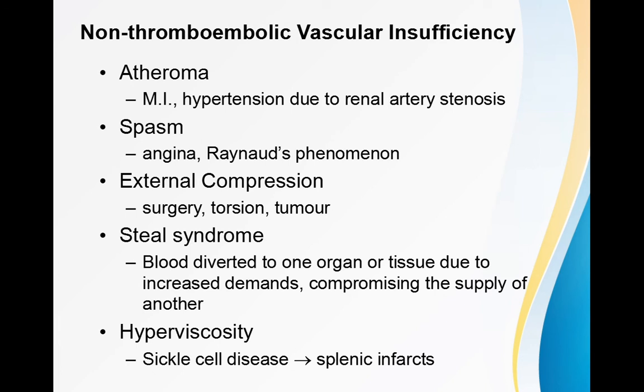Non-thromboembolic vascular insufficiency. Atheroma: MI, hypertension due to renal artery stenosis. Spasm: angina, Raynaud's phenomenon. External compression: surgery, torsion, tumor. Steal syndrome: blood diverted to one organ or tissue due to increased demands, compromising the supply of another. Hyperviscosity: sickle cell disease leading to splenic infarcts.